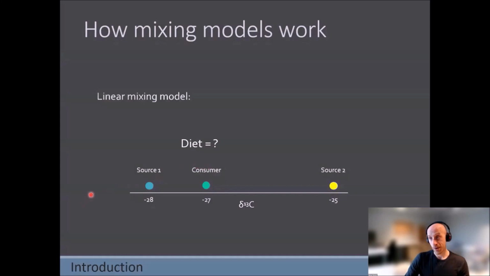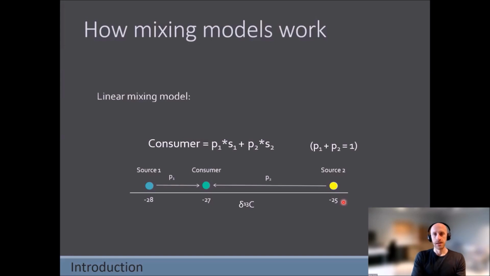And they start off quite simple. We can start with a linear mixing model. Let's consider that you only have one stable isotope, delta 13 carbon. So your consumer was negative 27, source one negative 28, and source two negative 25. And then we're trying to estimate what was the diet of that consumer.